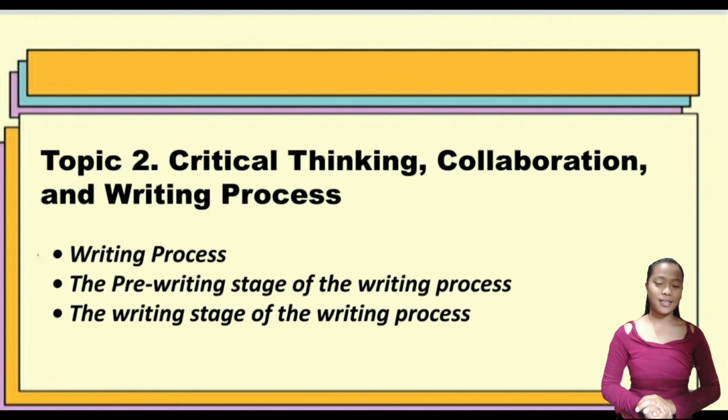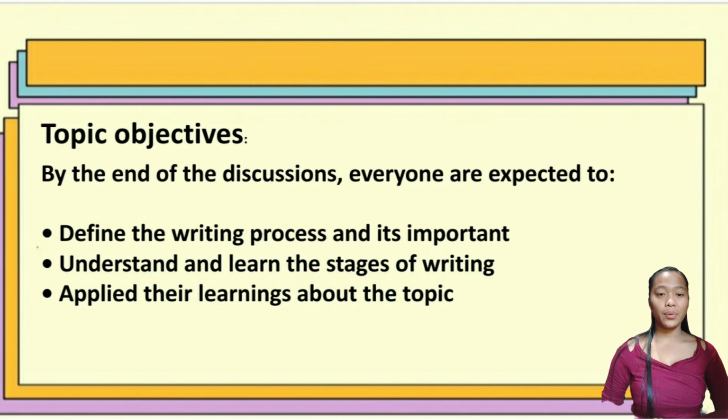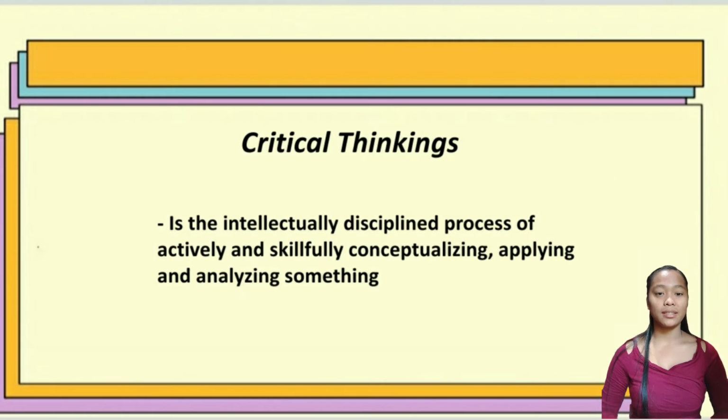Before we discuss them, we should first know the topic objectives, for they motivate everyone to listen to the discussion properly. Here are the topic objectives that guide and inspire everyone to listen to the whole discussion attentively. By the end of the discussion, everyone is expected to define the importance of the writing process. Next, understand and learn the stages of writing. And lastly, apply their learnings about the topic.